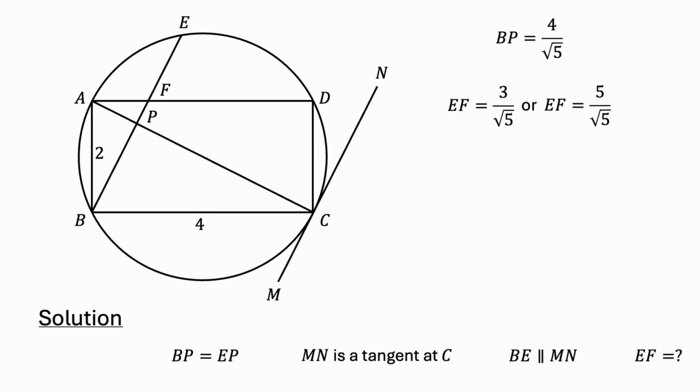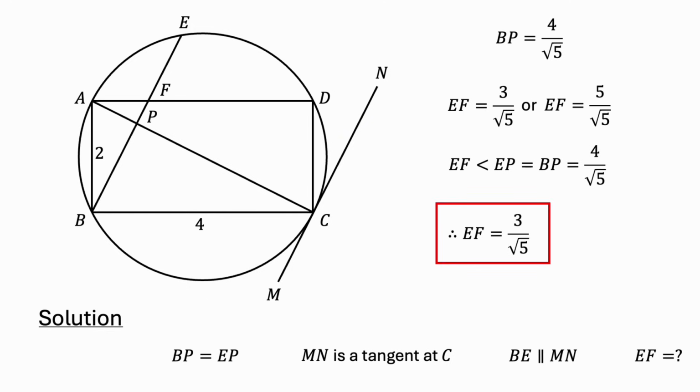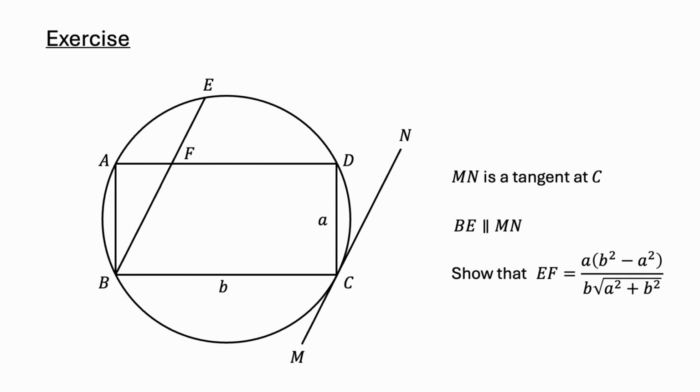To determine the value of EF, we turn back to the diagram. Since EF is less than EP, which equals BP, which in turn equals 4 over square root 5, we have EF equals 3 over square root 5, which is the solution to our problem. As an exercise, try to solve this problem and see if you can get the correct answer.